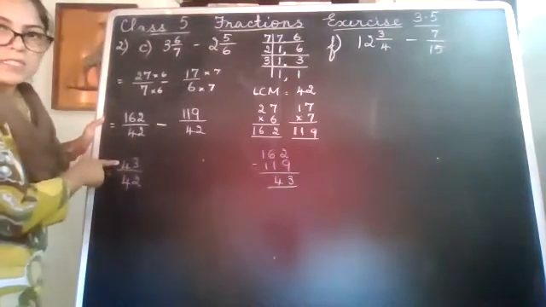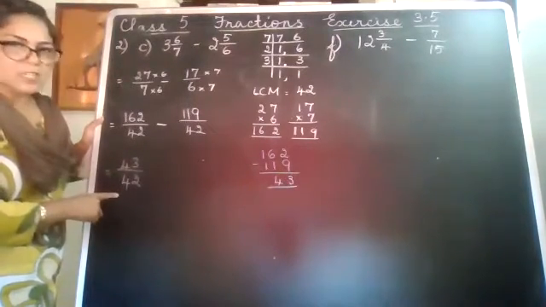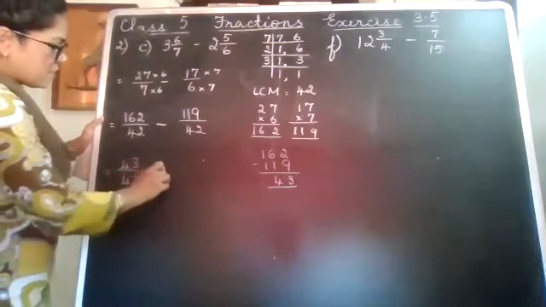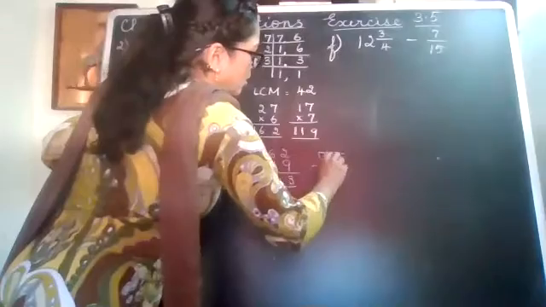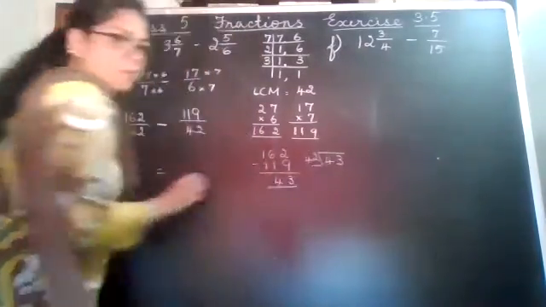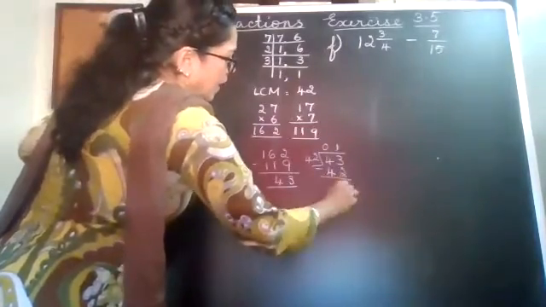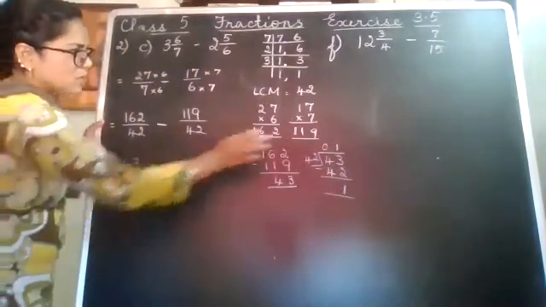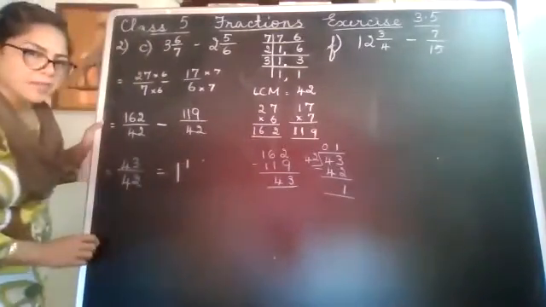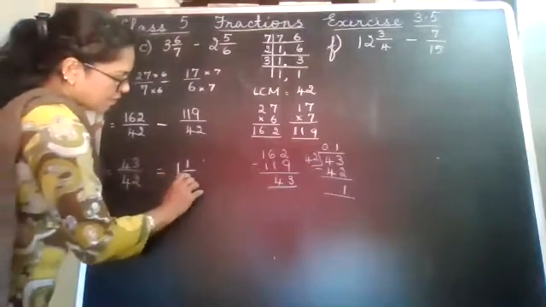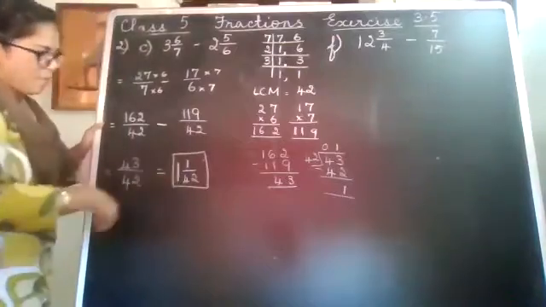Now the numerator is greater than the denominator, meaning it is an improper fraction. So you have to change it into a mixed fraction. To do that, divide the numerator by the denominator. So again in the work column, you divide. 42 will divide 43 once. And 1 will remain. So the quotient becomes the whole number. The remainder becomes the numerator. And the mixed number will have the same denominator, that is 42. That's how you got your answer.